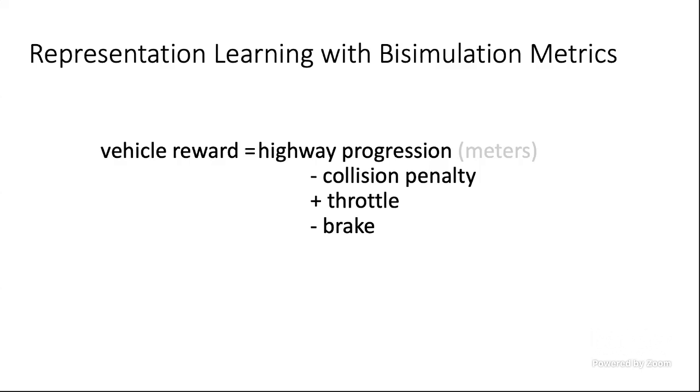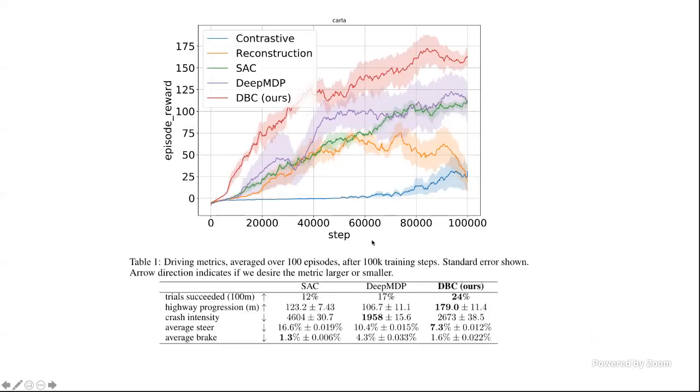The goal is for the car to drive as quickly as possible and use the brake as little as possible. In this setting, we again compare with the same baselines as we did in DeepMind control. And again, we see that our method performs best. We also have some driving metrics in this table that show more qualitative data of how we perform in comparison to the baselines.